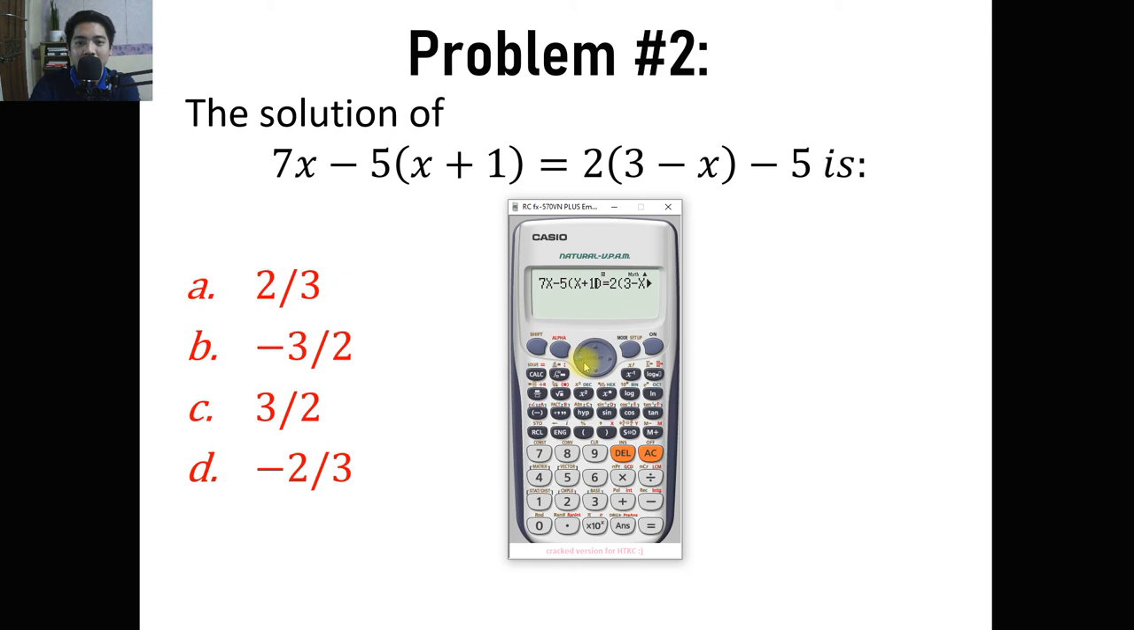So let's go back to this problem. We perform shift solve, shift and calc. Let's enter any of these values. We can enter 2/3. The answer is 1.5. In fraction, that is actually 3 halves, letter C. Let's try another value of x that is close to our answer, negative 3 halves. Let's try letter B. Still 1.5, because 1.5 and negative 1.5 are not so far from each other.